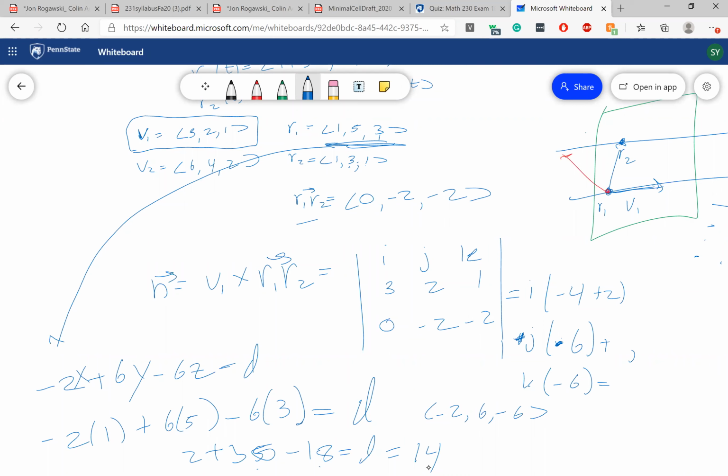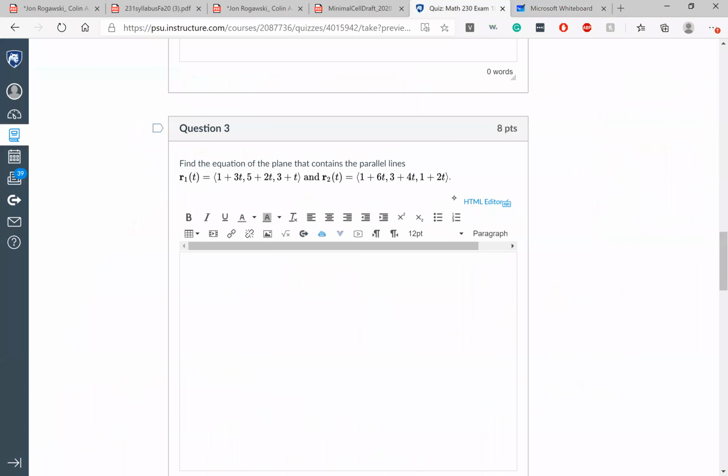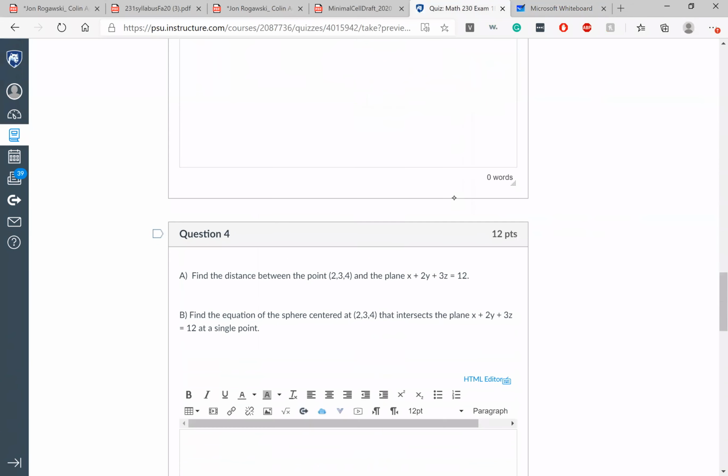Any questions? How do we get 0, negative 2, negative 2 for the component? We're just looking for the vector from R1 to R2. It's 1 minus 1, which is 0, 3 minus 5, which is negative 2, and 1 minus 3, which is negative 2. Thank you. No pleasure. Wait, if it was going from R1 to R2, oh wait, I understand. Never mind. Thank you. Okay, that's the third question.